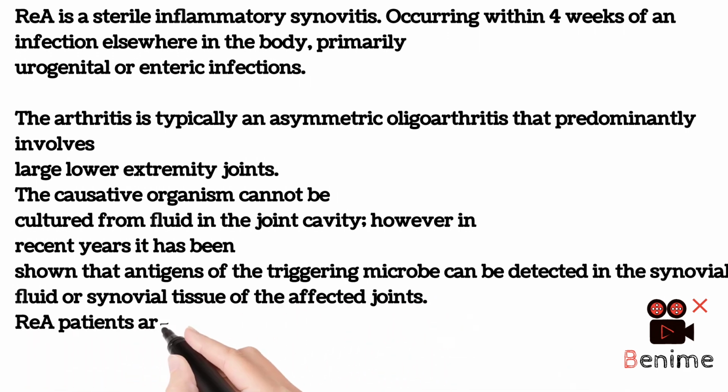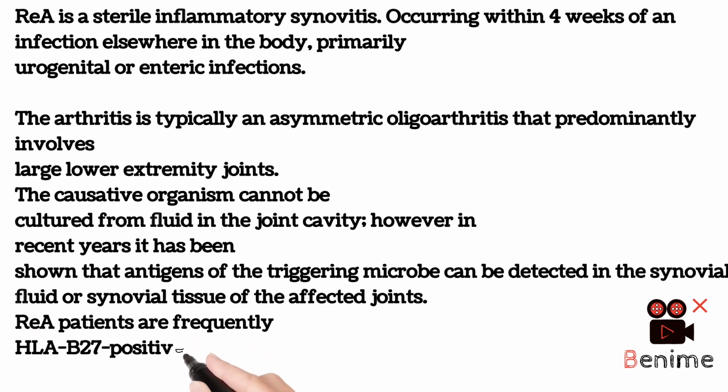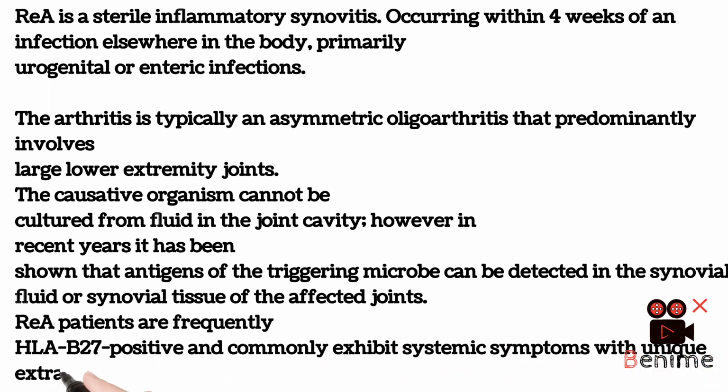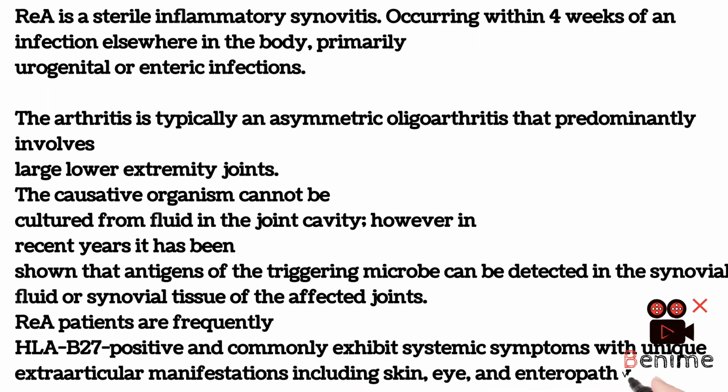Reactive arthritis patients are frequently HLA-B27 positive and commonly exhibit systemic symptoms with unique extraarticular manifestations including skin, eye, and enteropathy features.